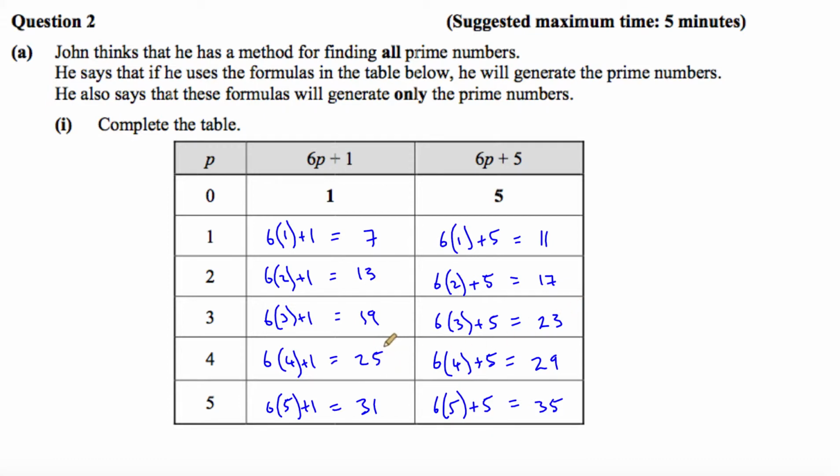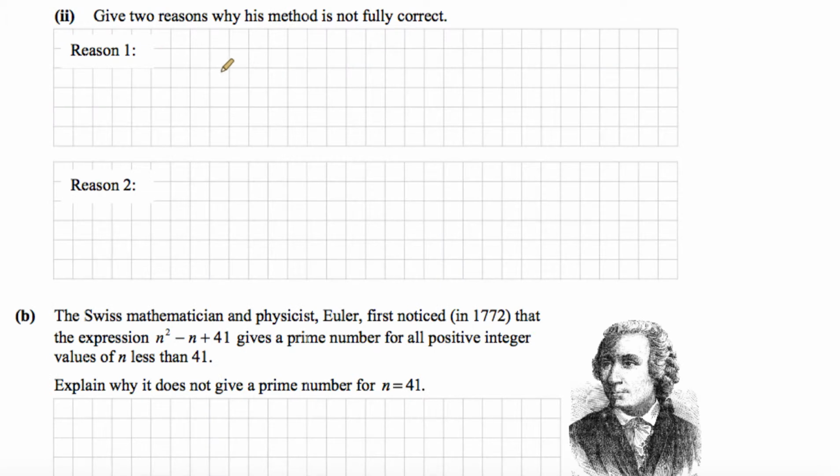A prime number has only factors of itself and 1, but 25 has factors of 5 times 5 as well as 25 times 1. So 25 and 35, they're not prime. All the other numbers are. So that's one reason: 25 and 35 are not prime.